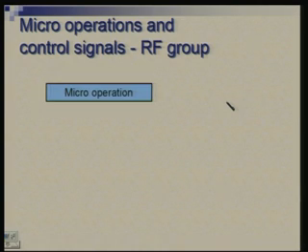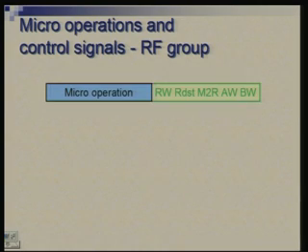The third group is register file group, and here we are talking of the write signal RW, register file write, and RDST. This decides where the address comes from when you are writing, whether it is RT or RD. This tells where the data to be written is coming from, whether it is coming from memory or from ALU, and whether we are writing into A and B register.